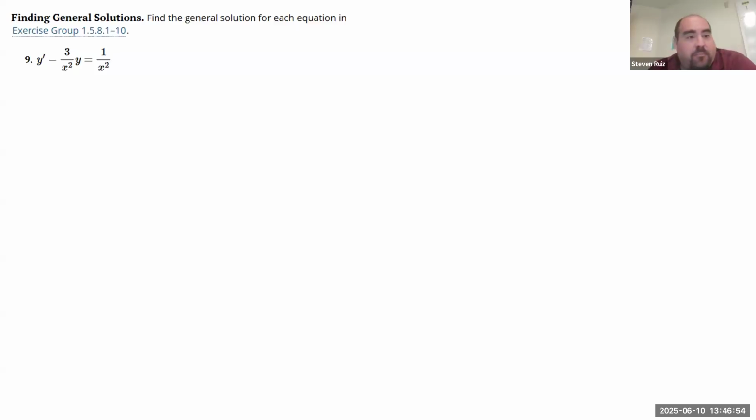All right, so let's look at the problems I assigned from section 1.5. This section's all about solving first order linear differential equations. Typically, these are not going to be separable, so we need another approach for these. Generally, the approach we take is to find integrating factors.